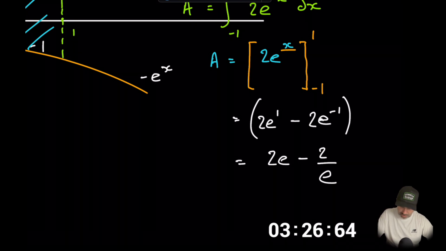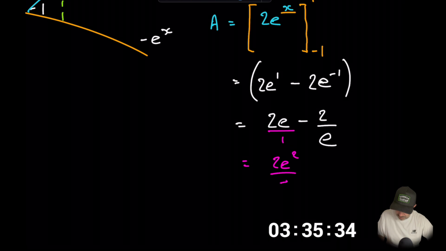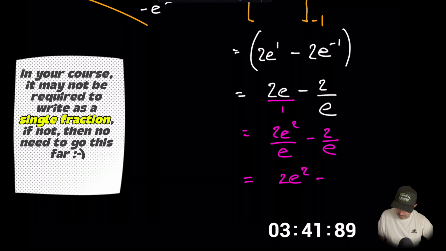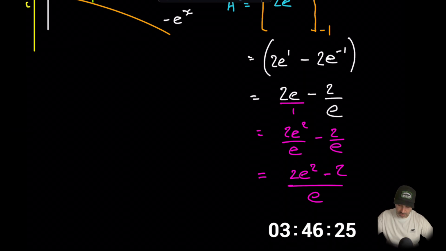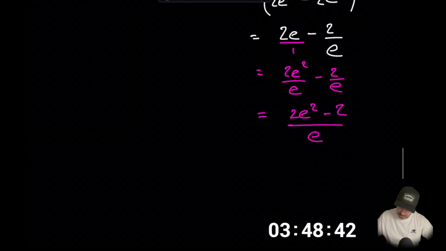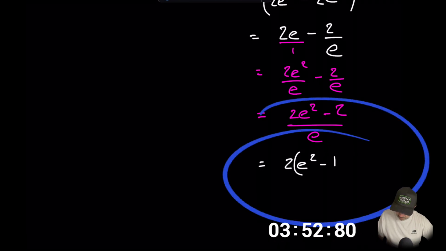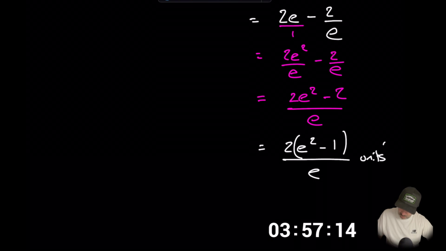We can tidy that up a little bit if we write it as a single fraction. We can multiply top and bottom by e here to give us 2e squared, and the bottom will be e. Then we do minus 2 over e. Now we can just subtract that. So that's 2e squared minus 2, all over e, and you could even go as far as taking out the 2 as a common factor. So we could do that now: 2 open brackets e squared minus 1, close brackets, over e units squared.